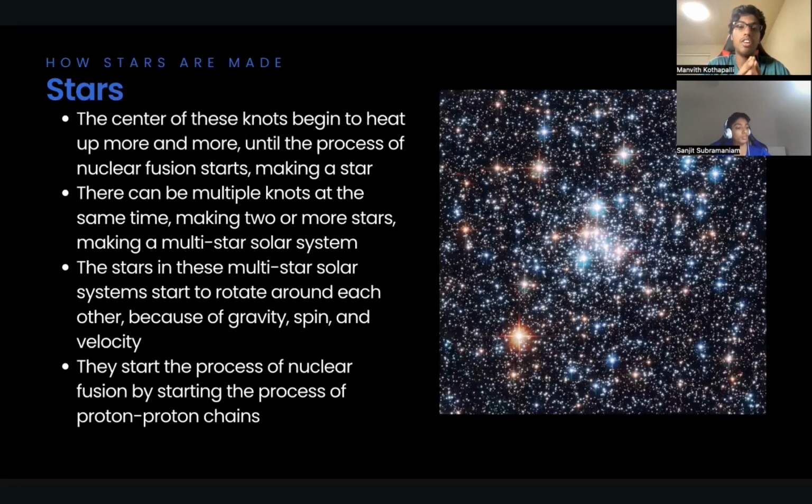The knots can also collapse due to gravity in multiple areas, making two or more stars, in the process causing a multi-star system, such as a binary star system. These stars also rotate around each other due to their velocity, spin, and gravity. A star's lifespan depends on how big it is and how much it weighs. Usually, the more massive the star is, the faster it dies, while the less massive the star is, the longer it survives. The color of the star depends on how hot its surface is.